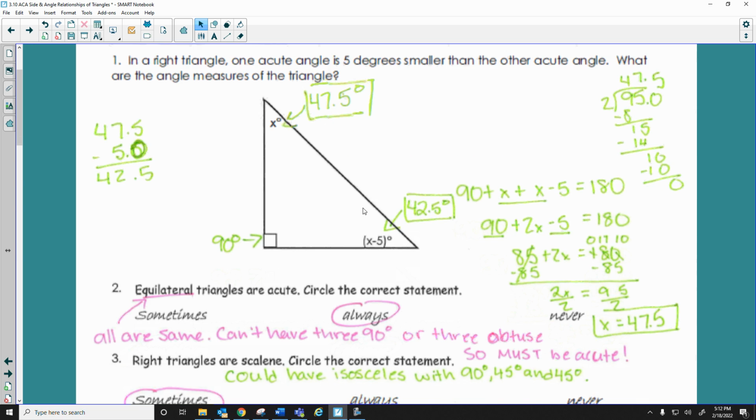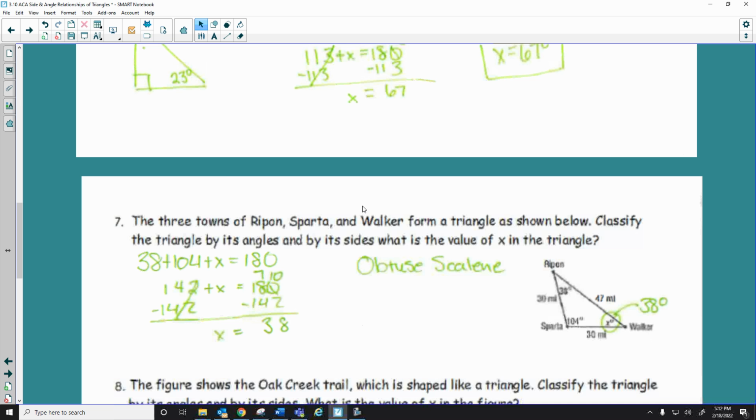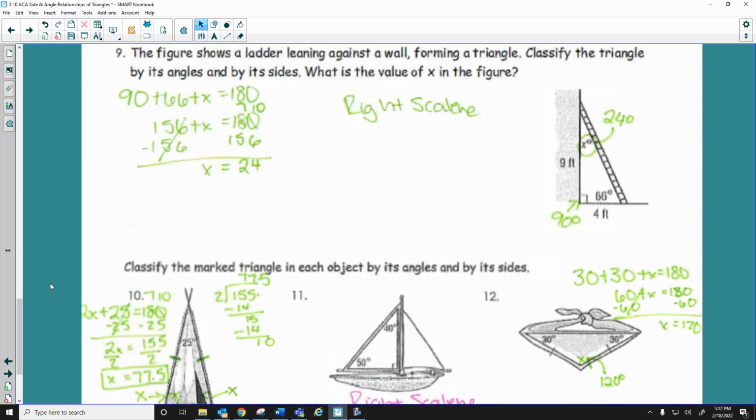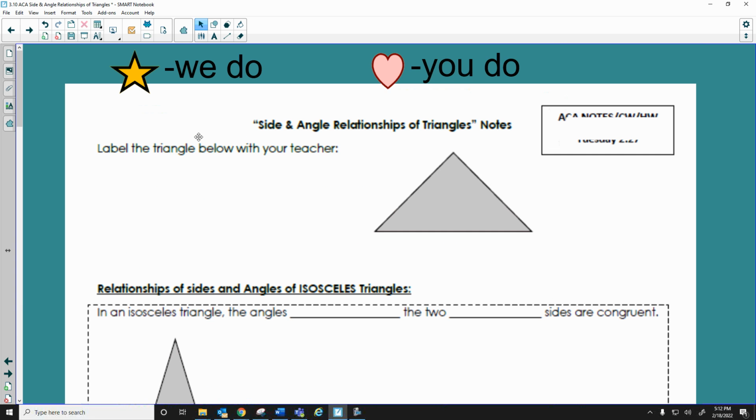Homework questions, pause and ask your teacher. They might be able to help you out. If you still have questions, please come to tutorials. All right, here we go, rocking and rolling.